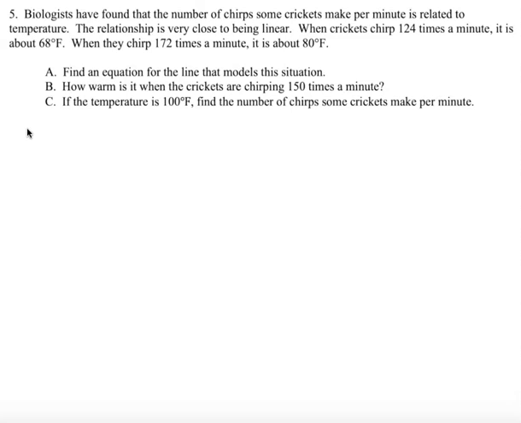So I'm going to define some variables here. I'm going to let x represent the temperature outside, the temperature in degrees Fahrenheit. And I'm going to let y equal the number of chirps. It doesn't tell me to use any specific variables, so I'm going to choose my own. I'm going to use x and y just for fun.